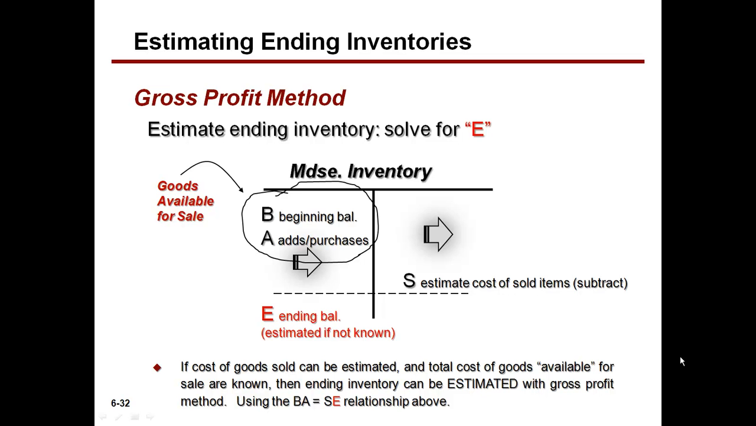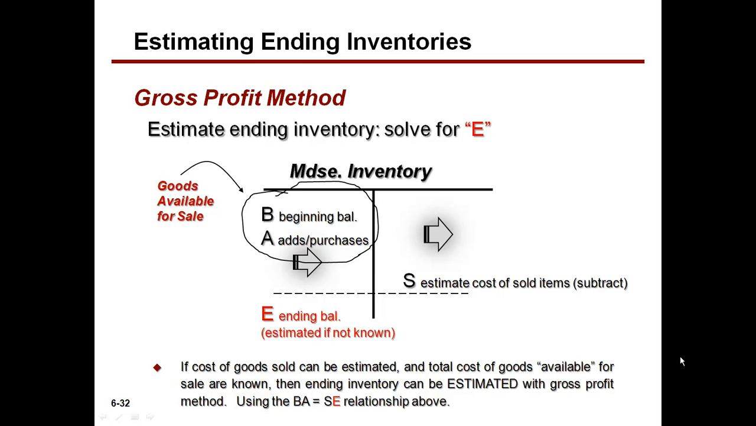This T-account graphic simply illustrates that principle. If we know our total goods available for sale during the period of time, that is beginning inventory plus any purchases during the period of time, and we can estimate our cost of goods sold by use of the gross profit method, historical gross profit based on known net sales, we can back into our ending inventory and estimate that if it's not known or if it's been destroyed by some casualty loss such as fire.